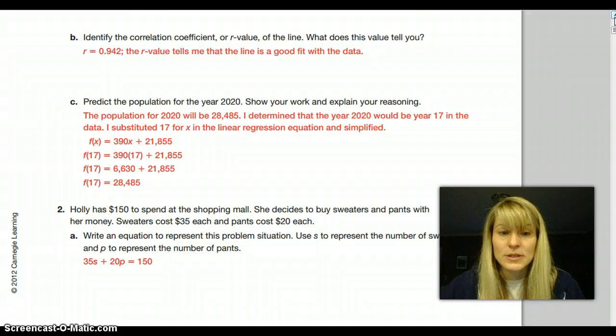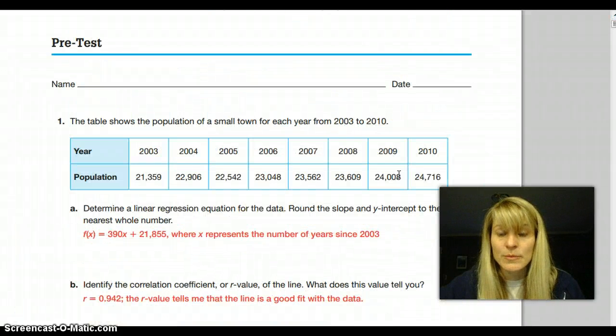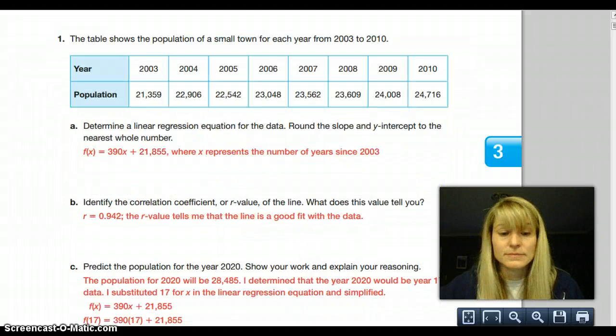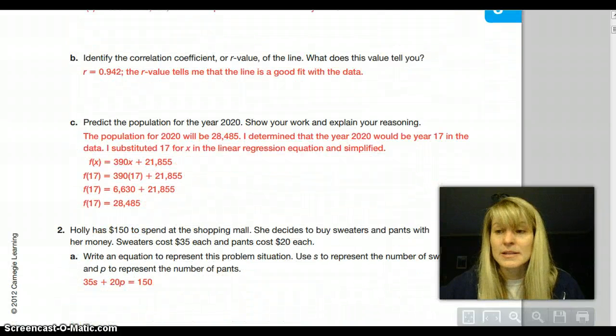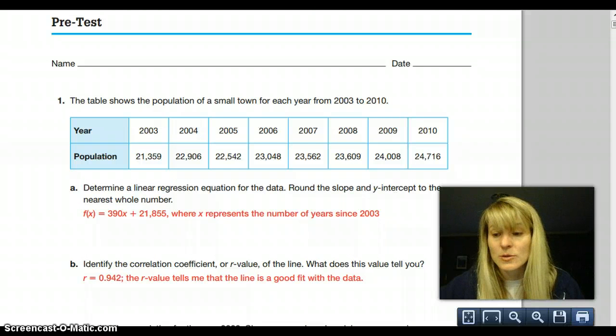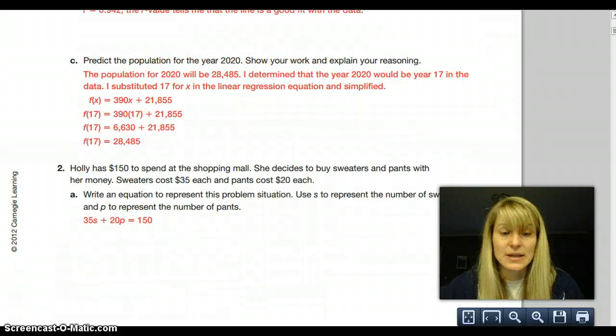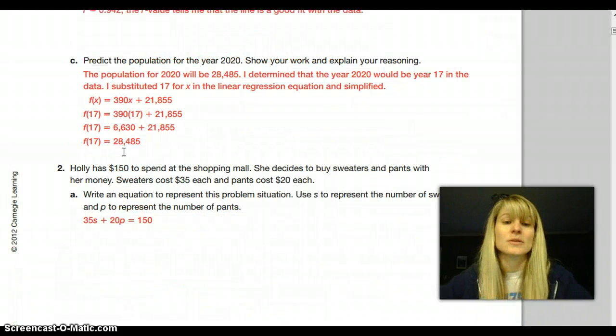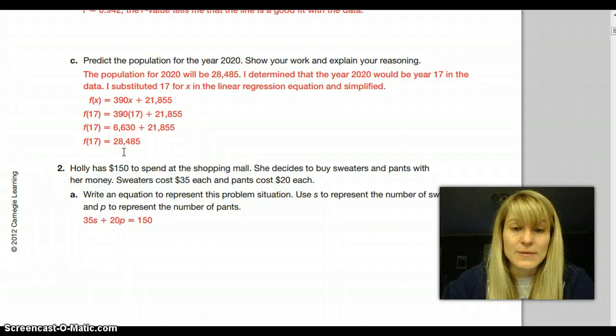C asks for the year 2020. Well, remember, we made this year 7, so that's going to be in 10 more years. So that should be year 17. And years is in your line 1 or your x column. So we know we need to replace the x with 17. So once you replace that, you should get 28,485. And I would be happy with a sentence that said, in year 2020, the population was 28,485.